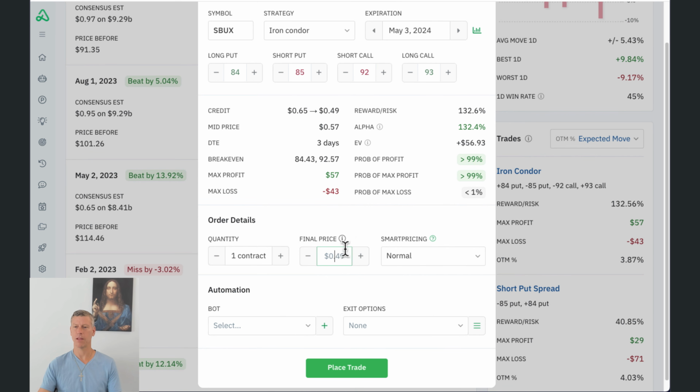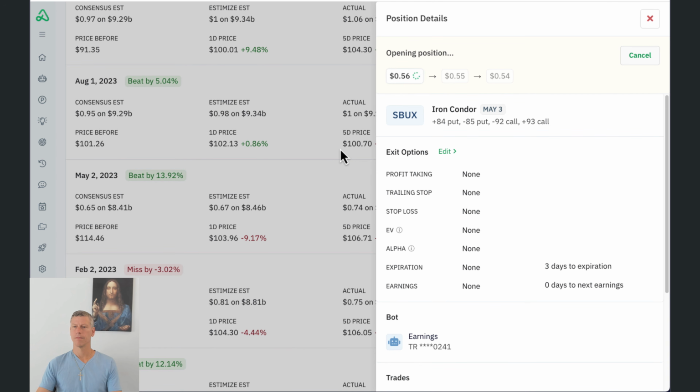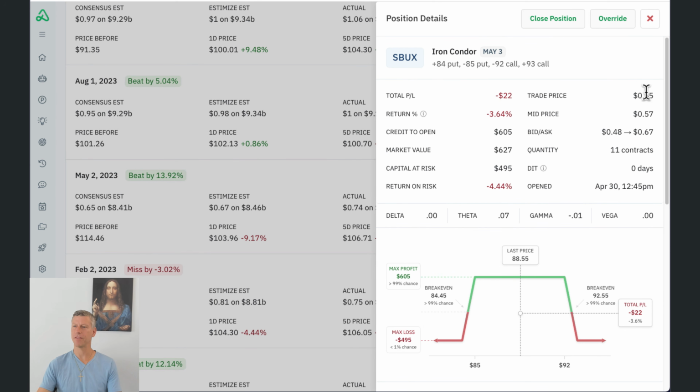So I'm going to go ahead here and place a worse price of, let's say, 54 cents, which is slightly worse than the mid price, allowing for a slippage of about 3 cents. And quantity wise, I'm going to do 11 contracts, and I'm going to select my earnings bot and let this trade fire away. And boom, it got filled at 55 cents. So there we go. Now we have, I believe that is my third earnings trade. I still have Skyworks after the market close. Now I have this one after the market close. I'll let you know how those do in the next video.